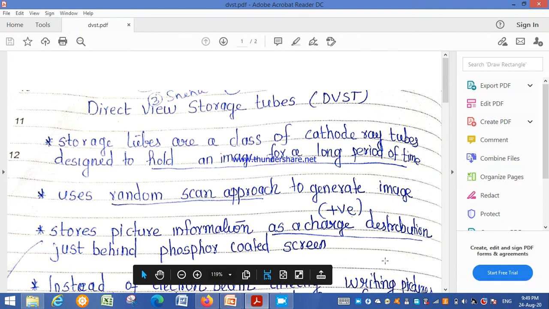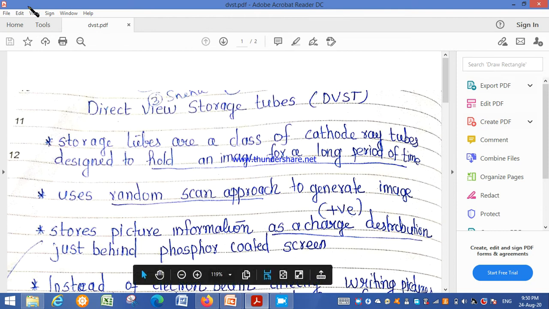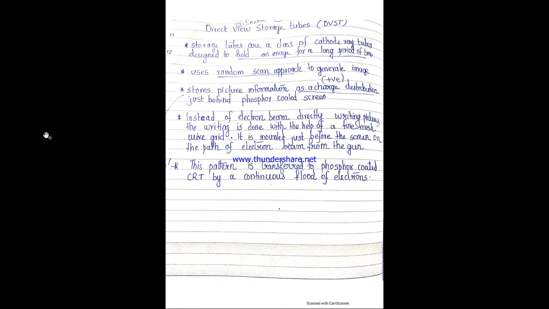Today I am explaining another display device, the direct-to-view storage tube. It is a class of storage tube, and the peculiarity of this storage tube is that it can hold the image for a long period of time. Moreover, it uses a random scan approach to generate the images.